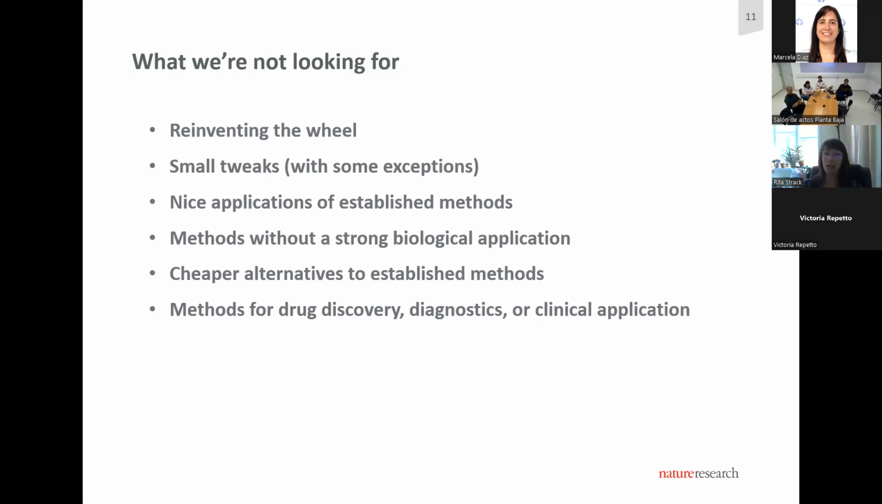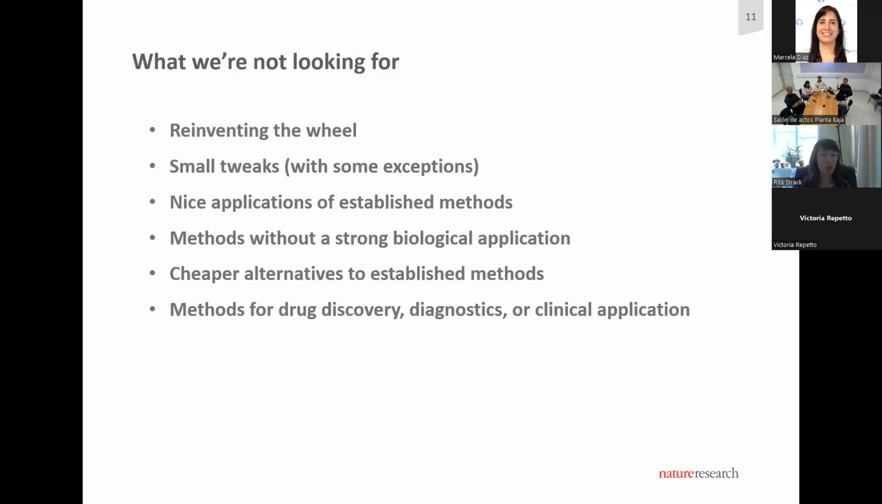We don't publish nice applications of established methods. So by this, I mean, let's say you have a light sheet microscope and you're going to be the first person to image some certain structure or small organism. But if the method is established, we tend not to publish just the application of it to some new sample. We don't publish methods without a strong biological application. Again, our readership is biologists.